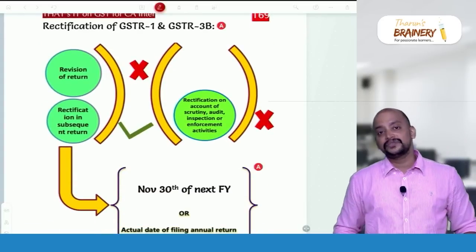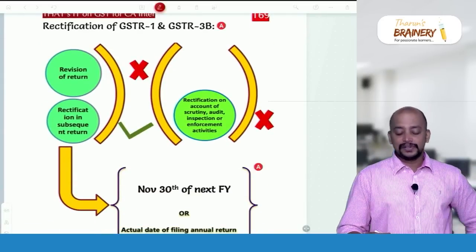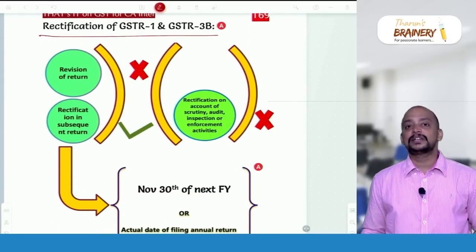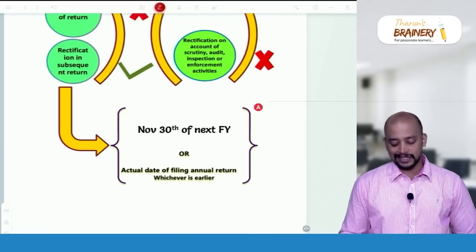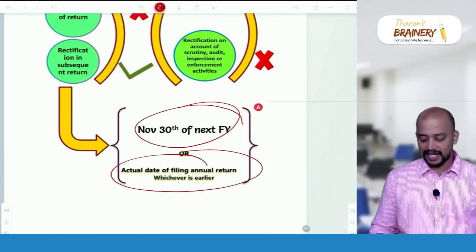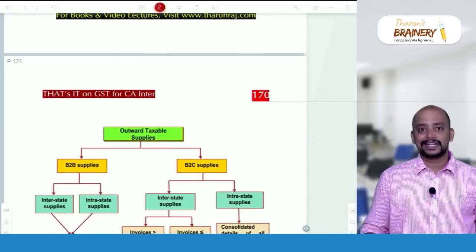Then rectification of GSTR1 and GSTR3B. We can rectify GSTR1 and GSTR3B. What is the time limit for rectification? 30th November of the succeeding financial year or date of filing annual return, whichever is earlier. By that time we need to rectify.